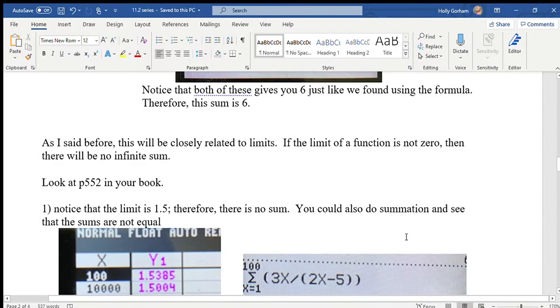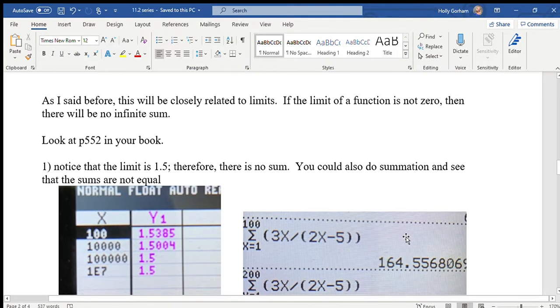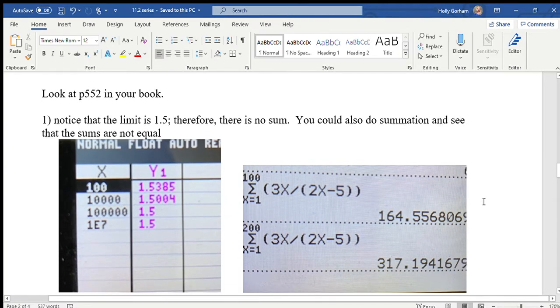All right. So again, this is going to be closely related to limits. If your limit is not 0, there's no infinite sum. So look at page 552. I'm going to do some examples out of your book. And again, I've tried to show you some screenshots of some things that I've done here, and I'll explain it. First thing you could do is you could do the two summations. So look over here to the right.